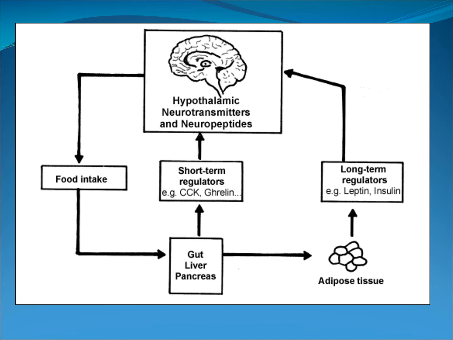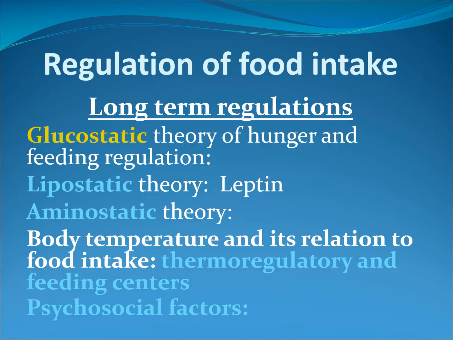To understand this complex process of regulation, we can divide the regulatory mechanisms that we have for the activity of these centers into short-term regulatory mechanisms. Also, we have long-term regulatory mechanisms which are involved in changing the activity of hypothalamic centers. For long-term regulation, we have many theories which explain the regulation of the activity of these centers.